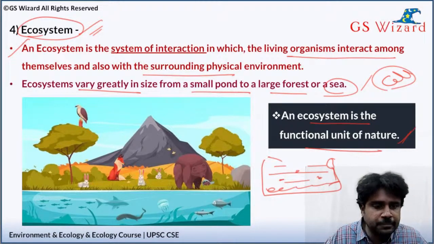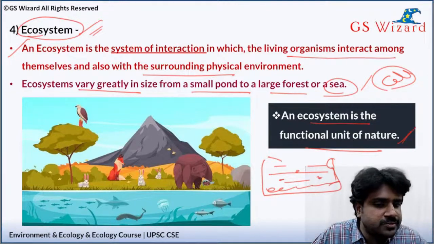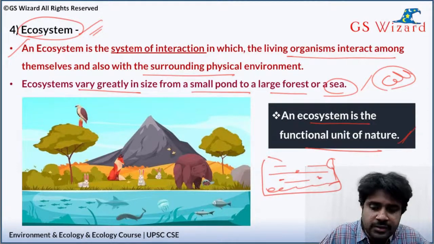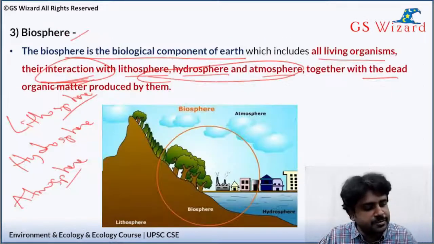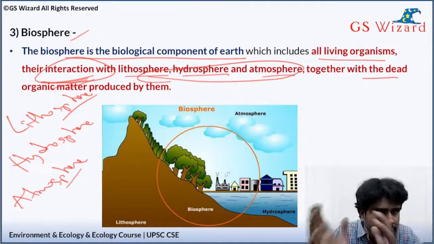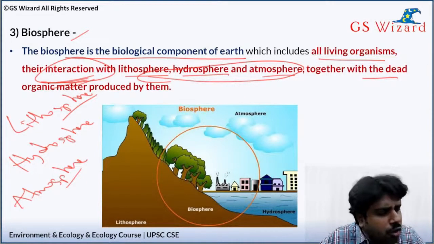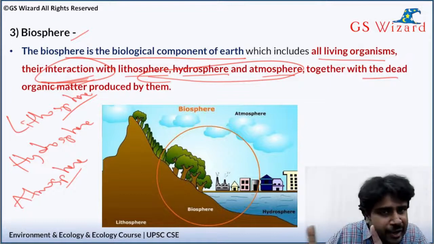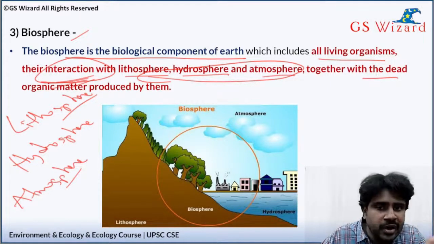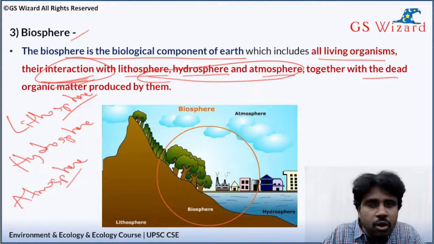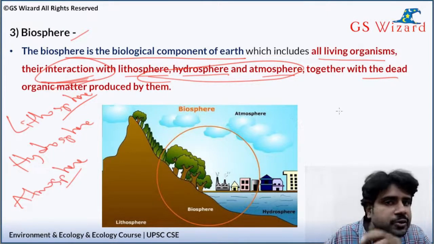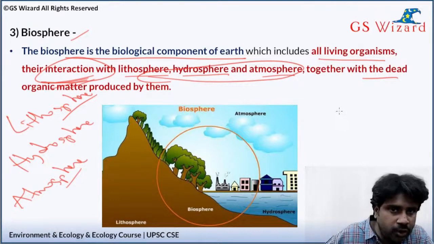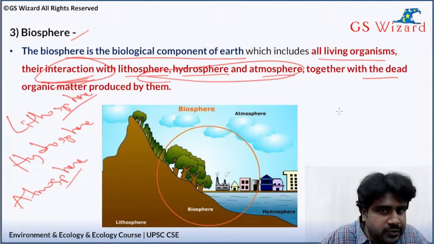As simple as that. So Pavitra, all ecosystems are biosphere. Okay, so here, just try to understand the concept of biosphere. When I say biosphere, it means all the living organisms, along with dead organic matter, along with the interactions of living organisms with each other, and also the interactions of living organisms with non-living things. So this entire system is the biosphere.